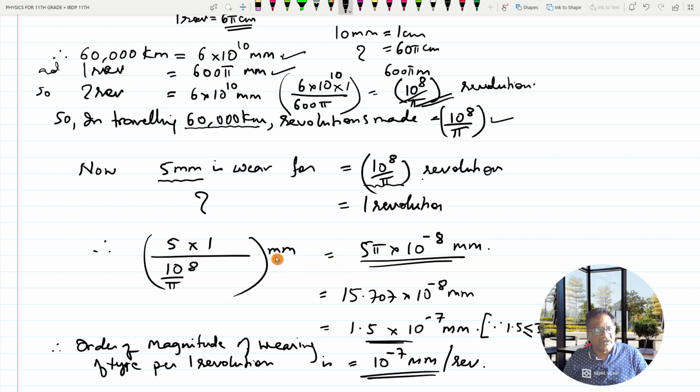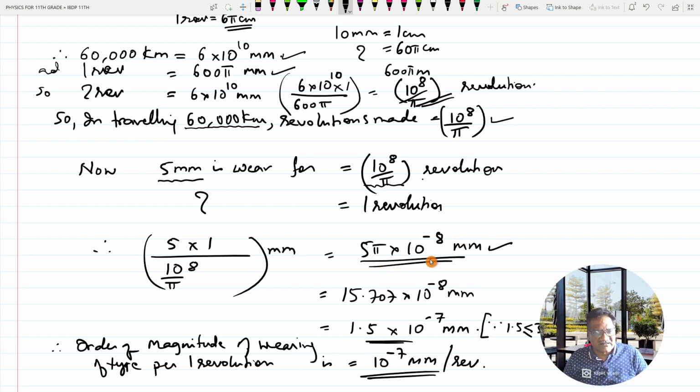Now if you work this out, it will be 5, this pi will go up, so it will be 5 into pi, that is 5 pi. And this 10 raised to 8 will go up and become 10 raised to minus 8. So the answer will be 5 pi into 10 raised to minus 8 millimeter. This is the wear taking place for one revolution.